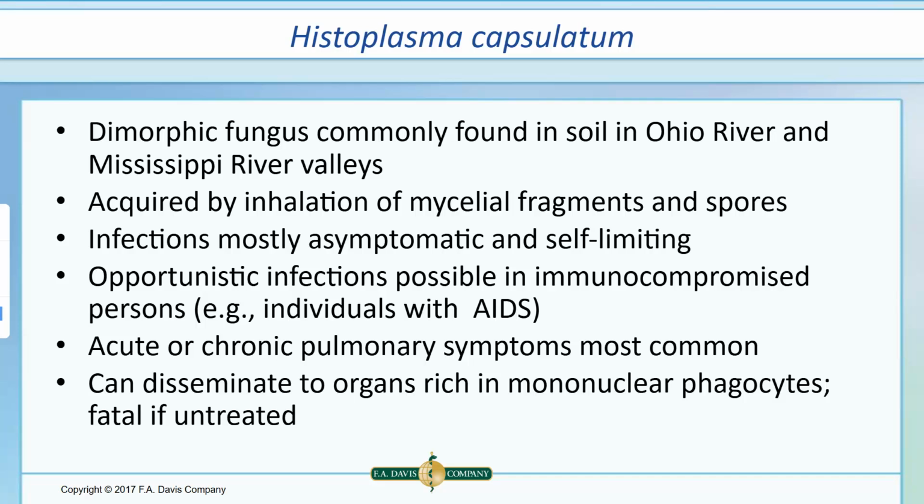It's acquired by inhalation of mycelial fragments and spores. Infections are mostly asymptomatic and self-limiting. Opportunistic infections are possible in immunocompromised people. Acute or chronic pulmonary symptoms are most common, and it can disseminate to organs rich in mononuclear phagocytes, and it's fatal if untreated.